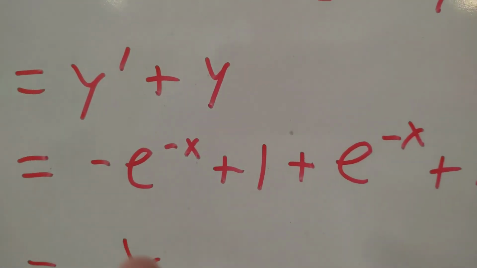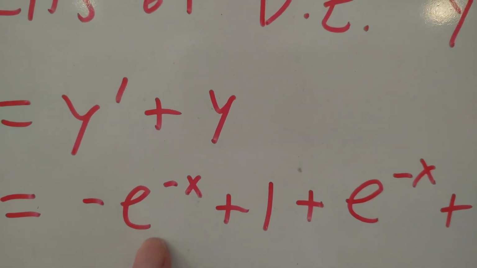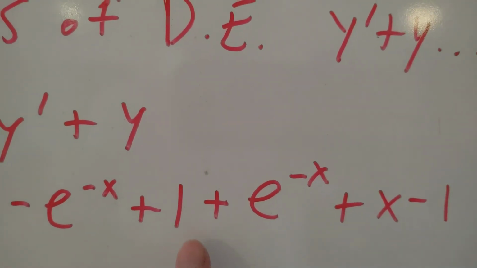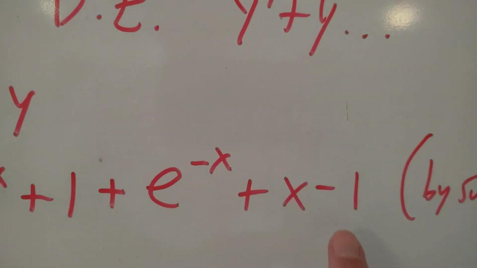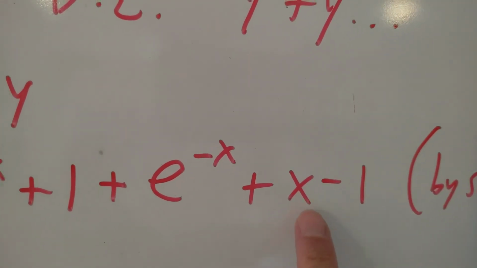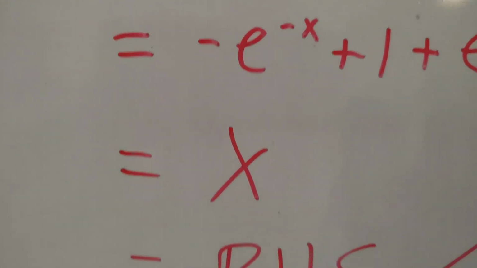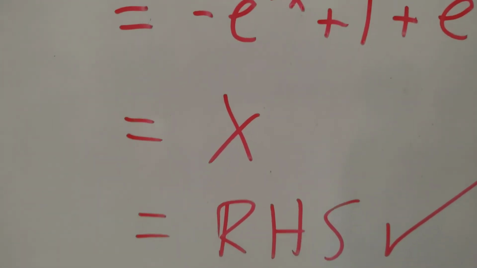And now look at this. Doesn't the minus e to the negative x cancel with this positive e to the negative x? And doesn't the plus 1 here cancel with this minus 1? So the only thing I'm left with is x. So this just equals x, which is what I wanted, because that is the right-hand side.